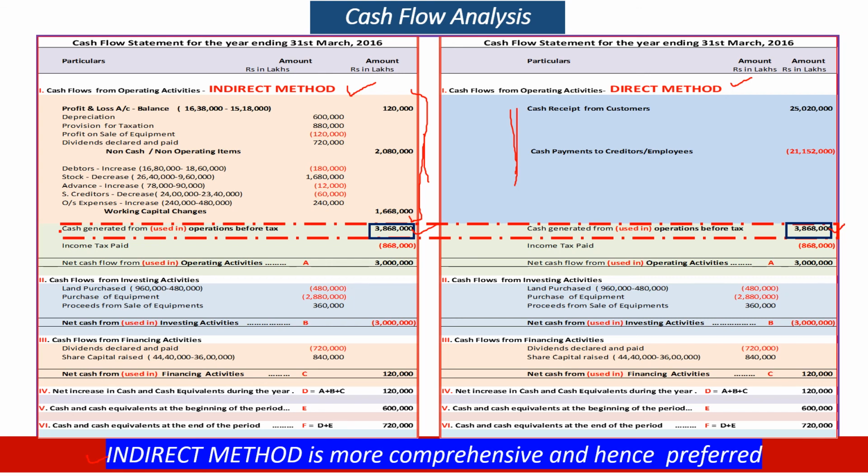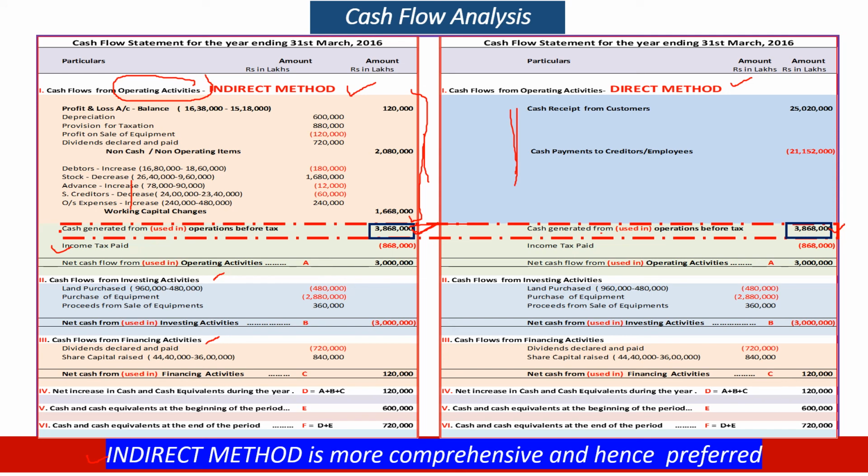If you see the difference of method 1 or method 2 or direct method or indirect method is only in respect of operating activities. It had nothing to do with either investing or financial or income tax paid. We will see the difference only in up to this area. Only 2 entries consolidated. Here breakup of items, but the total impact cash generated is 38,68,000.